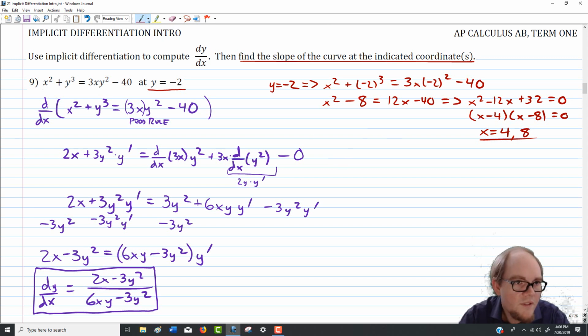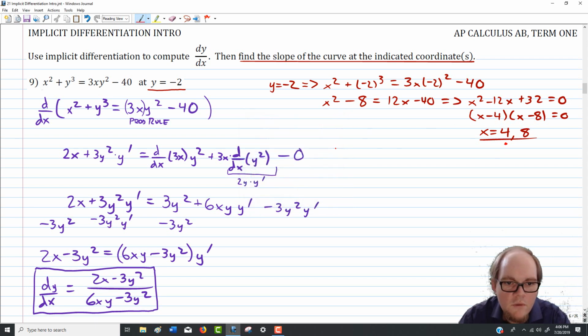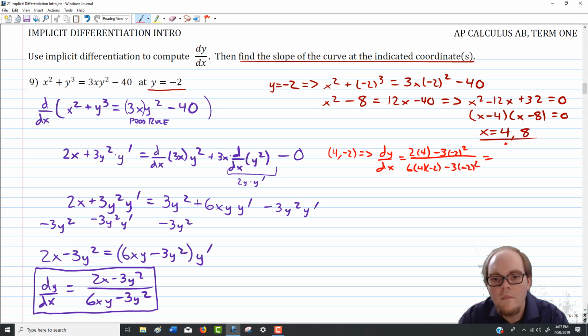So in here, let's do each one separately and show you what that would look like. First, if x equals 4, we're at the point (4, -2). That's going to lead us to a slope of dy/dx equals (2 times 4 minus 3 times (-2) squared) all over (6 times 4 times -2 minus 3 times (-2) squared). That's going to be 8 minus 12 over 24. Negative 48 minus 12 is minus 60. It's going to be negative 4.